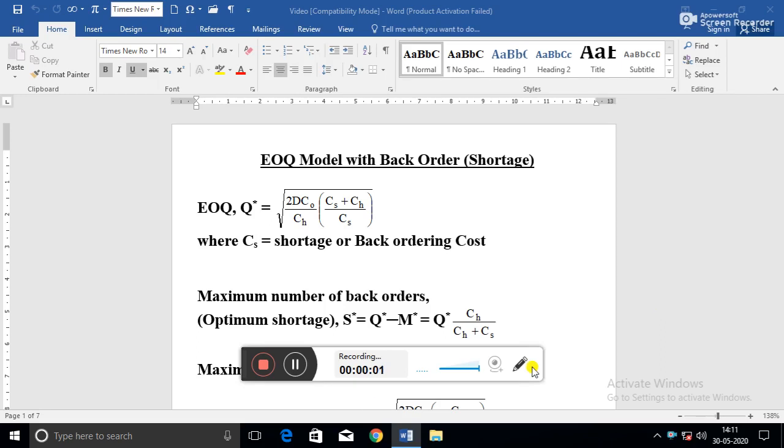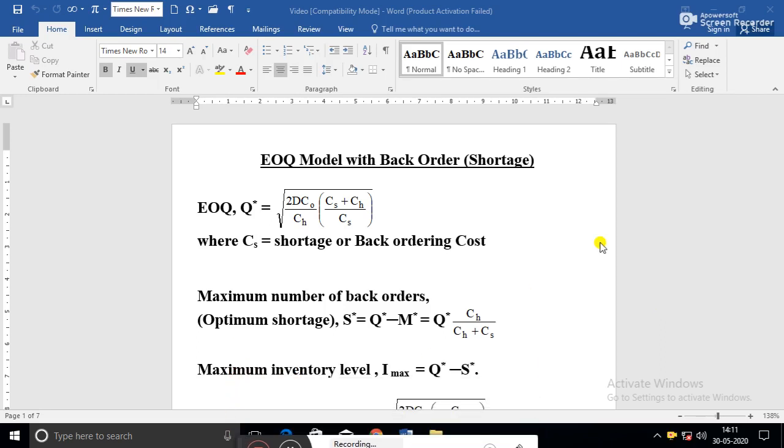Now here we are finding the economic order quantity, or inventory model with back order or shortage. In this case, we have to see one more thing, that is CS. The point is, the classical model is normally square root of 2D CO by CH, but along with that we need to multiply an extra quantity, that is square root of (CS plus CH) by CS.